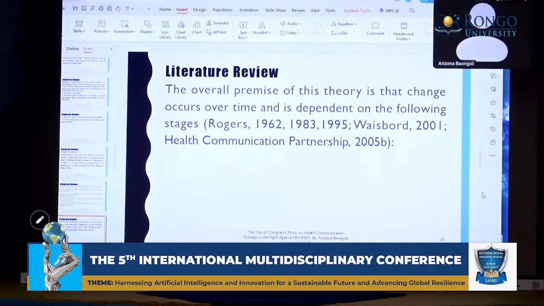Then the overall premise of this theory is that change occurs over time and is dependent on some of the stages that are outlined here.